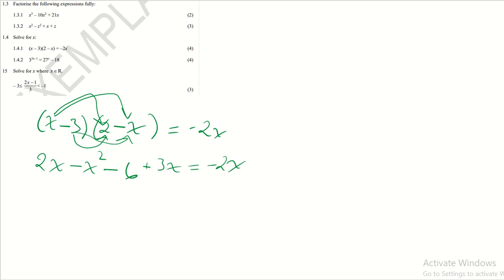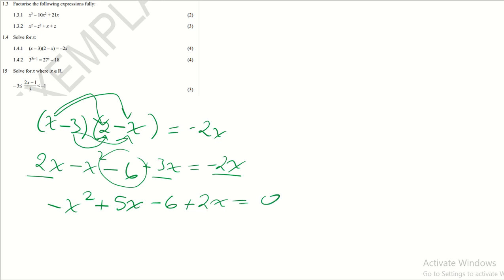I want to take this to the other side. So this and this are like terms. So it's going to be negative x squared. Then this and that is going to be positive 5x. Then this negative 6. Then we take this one, bring to the other side. It becomes plus 2x equal to 0. So you get negative x squared. This and that is going to be positive 7x minus 6 equal to 0.